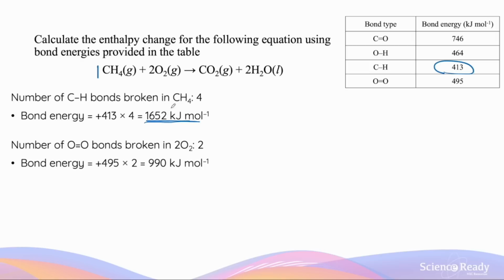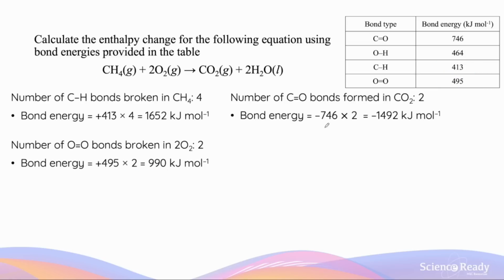Similarly, the energy required to break apart the oxygen molecules can be determined by multiplying the bond energy of the oxygen to oxygen double bond, 495, by 2. This is because in each molecule of oxygen, there's 1 of these double bonds, but we have 2 moles of oxygen molecules for every 1 mole of methane. We should consider the reaction ratios. So we'll multiply this by 2 to get to 990 kilojoules per mole.